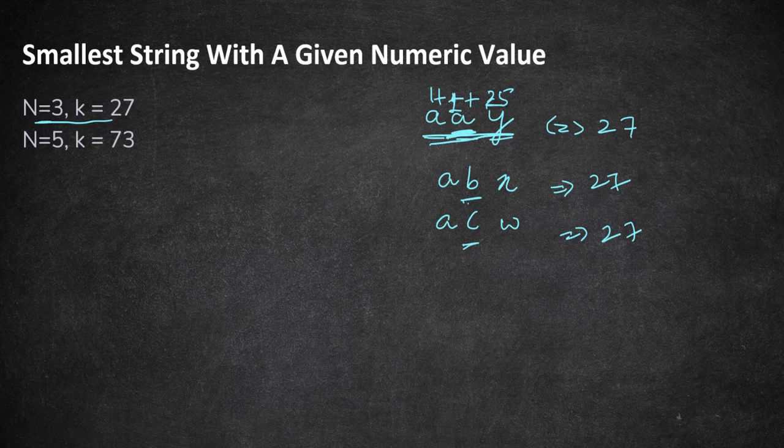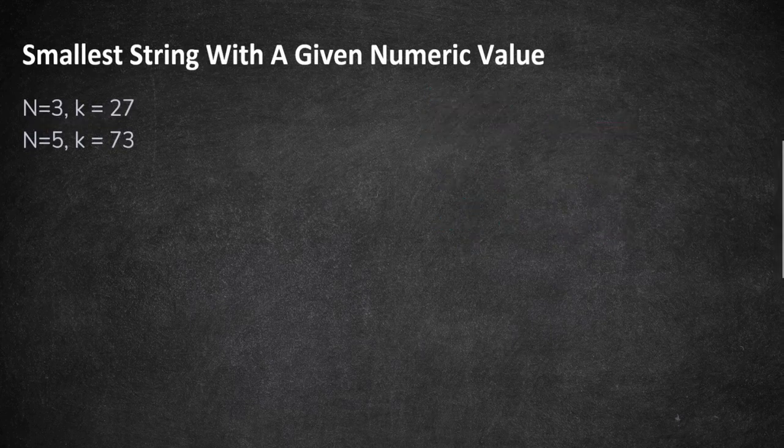So how are we going to approach this programmatically? The idea is to first form the string with all A's, because our string has to be smallest and A is the smallest of all characters. We fill our string with all A's so that we get the smallest string first, and then we overwrite from the last character towards the left, so that the string maintains the lexicographical order.